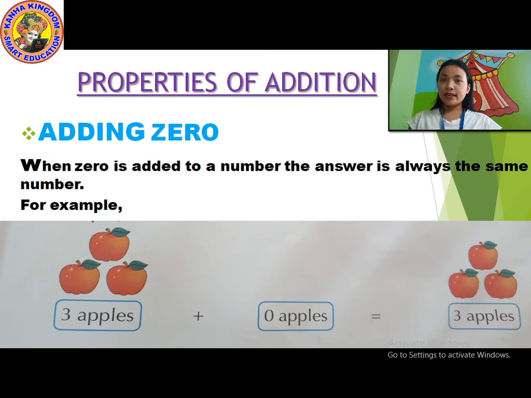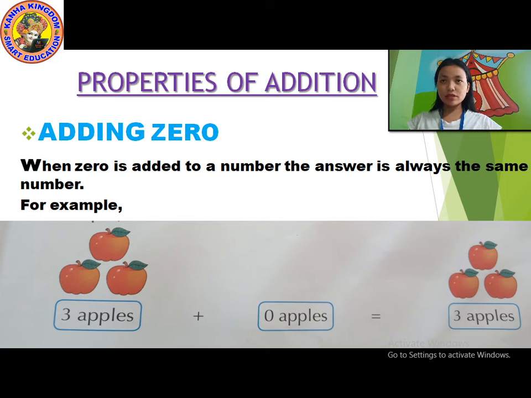For example, I have 3 apples plus 0 apples. So I have 3 apples. If you have 3 apples and you add 0 apples to your 3 apples, then how many apples will be with you? Only 3, because you added 0 apples. 0 means nothing.